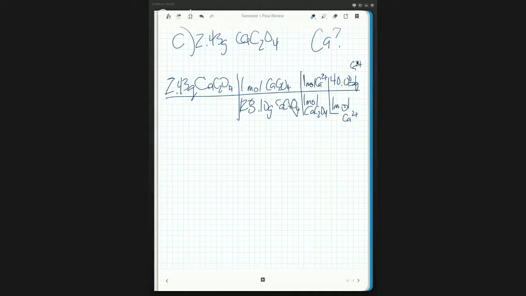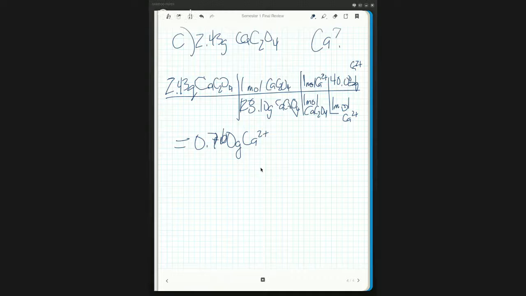All right, so we run through that bridge. So 2.43 divided by 128.1 times 40.08, and I get 0.76. Oh, you can't even tell. This is just, this is fun. That's what this is. 0.7760 grams of calcium 2 plus.